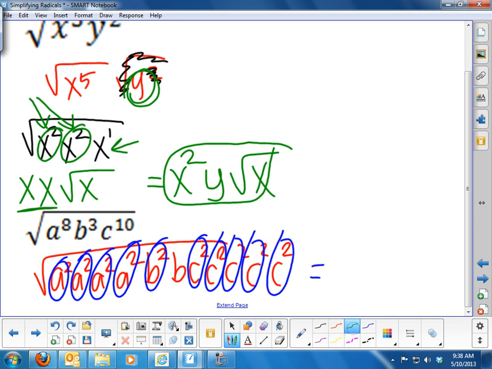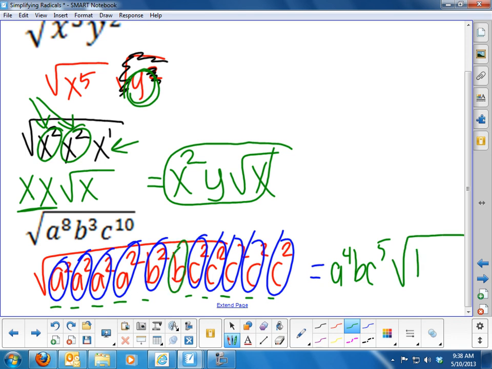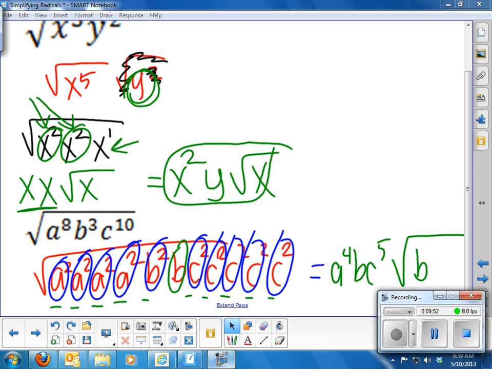Now I want you to count how many a squareds did you circle? I circled 4 a squareds, so that would be a to the 4th. How many b squareds did you circle? 1. How many c squareds? 5. And then what was left inside your square root symbol? We had a b left over, and that was it. That was the only thing that we could not take the square root of. Okay, let's keep trying these.